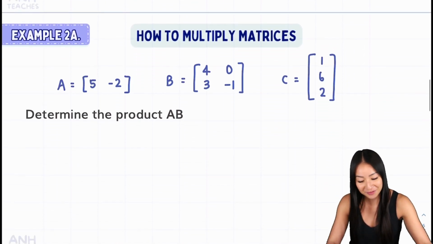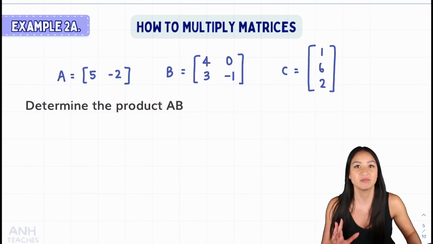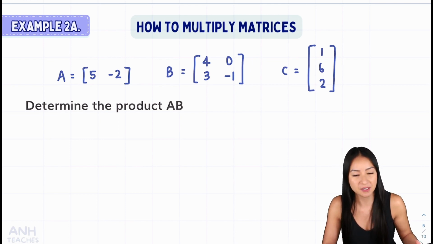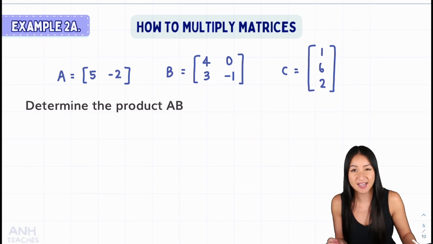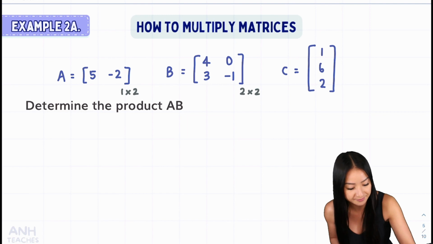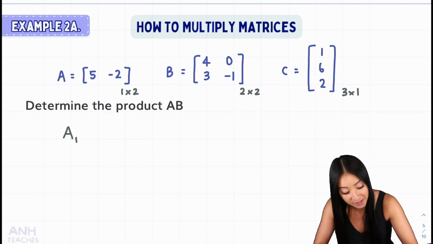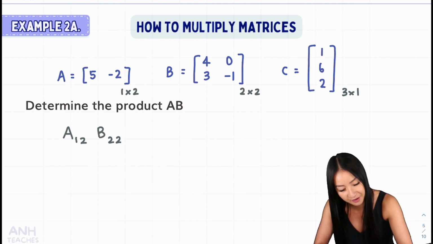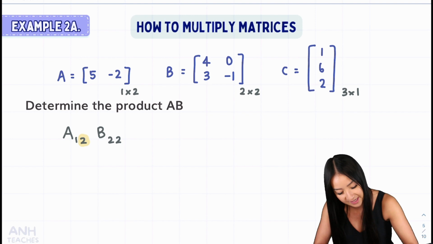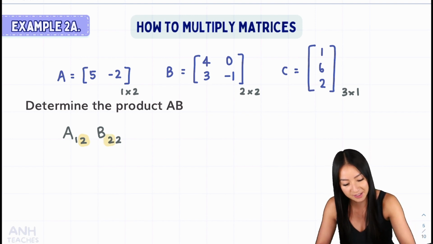Okay, let's move on to actually multiplying these matrices together now. When you approach any matrix arithmetic question, if you haven't already, before you start any calculations, just do yourself a favor and write down the dimensions of each matrix. So this question is asking us to determine product AB, which we know we can do because the number of columns in the first matrix is equal to the number of rows in the second matrix.